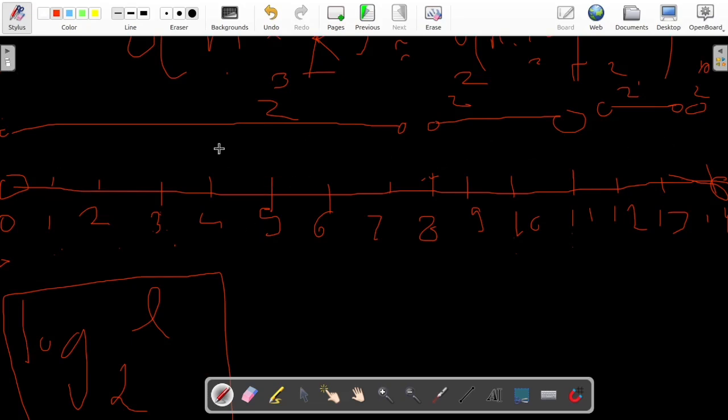And you can see we have only this many segments, that is 2 to the power 0, 2 to the power 1, 2 to the power 2, 2 to the power 3. We cannot consider 2 to the power 4 because it is 16, but we have a segment of length 15 only.